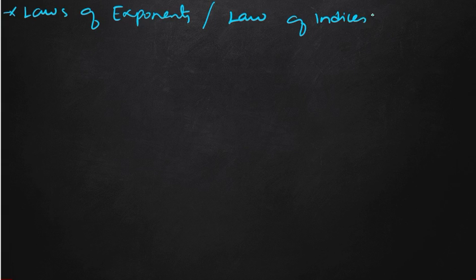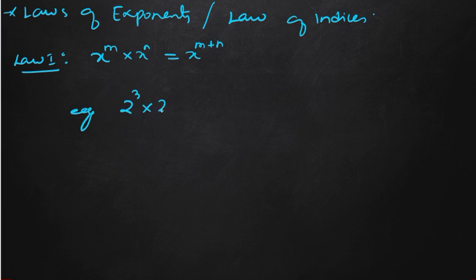So our next topic is our laws of exponents, or we can say the law of indices. Law 1, our first law, is x power m into x power n. If the bases are same and both are multiplying, then we just add the powers. That means it will be x power m plus n.